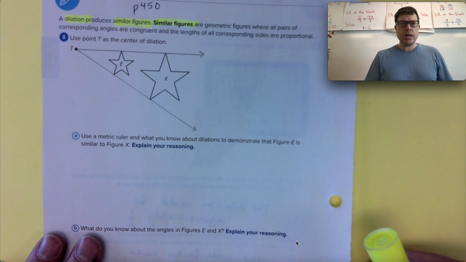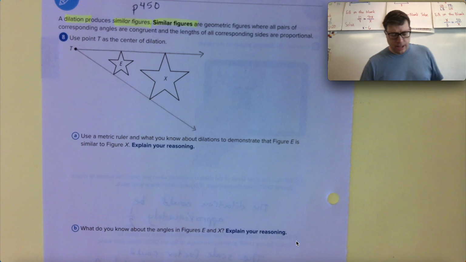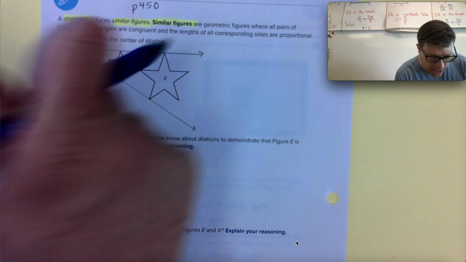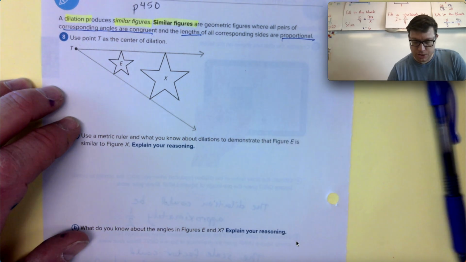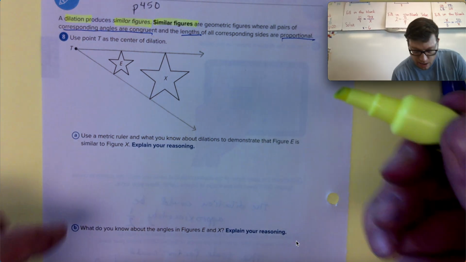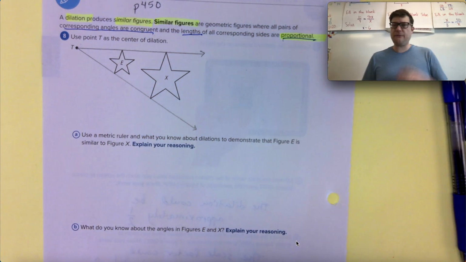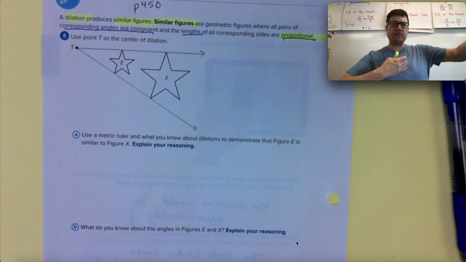whenever they show up. You are able to talk about them as their corresponding angles are congruent and the lengths are proportional. So our final vocabulary word is the idea of proportion, or the fractional relationship of the sides is the same.